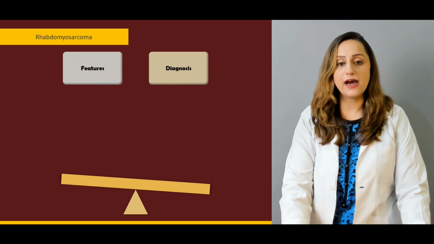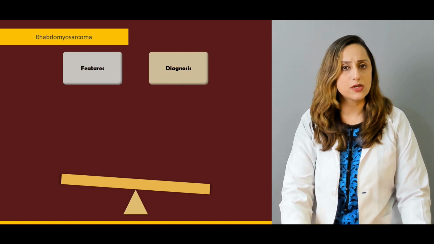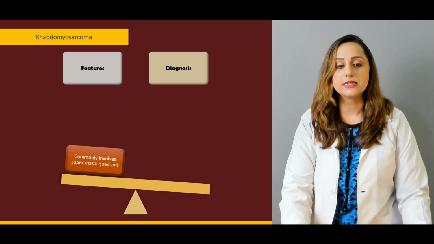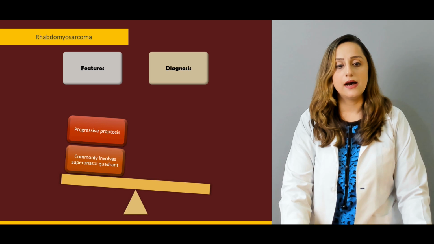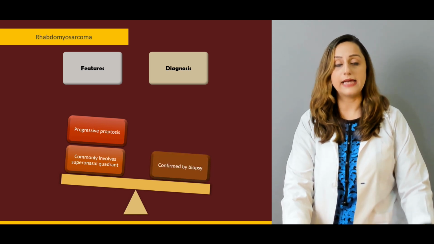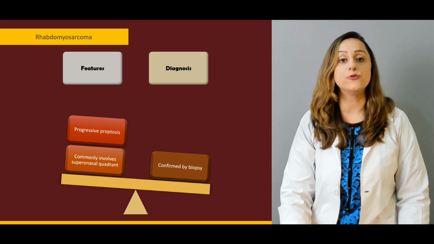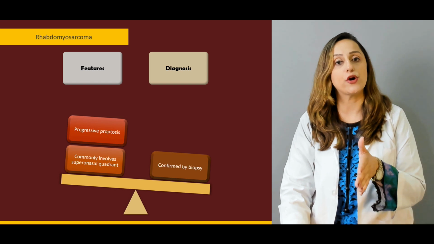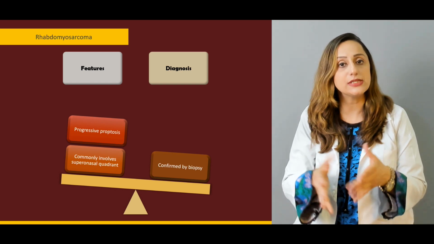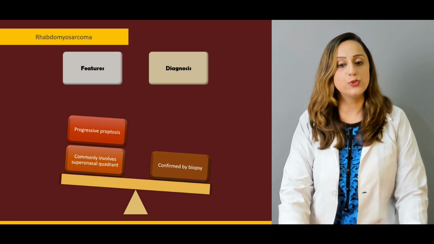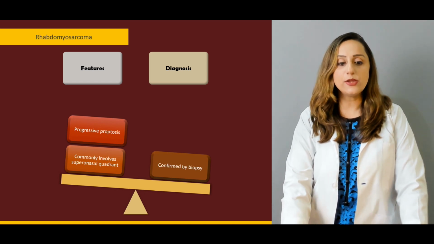Now, whenever we are looking at a patient of rhabdomyosarcoma, it commonly involves the superior-nasal quadrant. The patient would also complain of proptosis. That is due to the fact that there would be a retrobulbar mass which is going to push the structures of the orbital cavity in the forward direction, giving out the proptotic appearance of the eye.